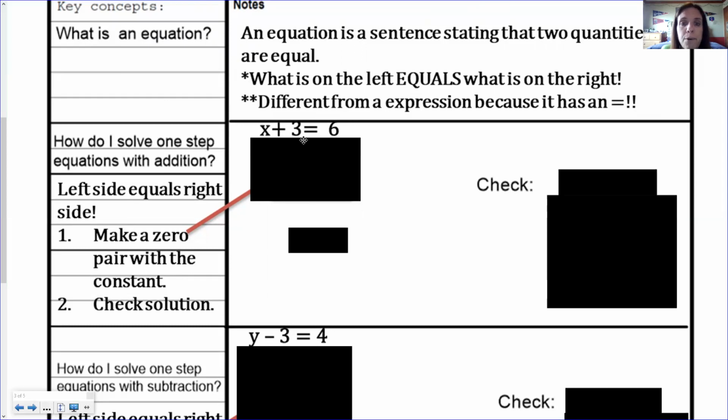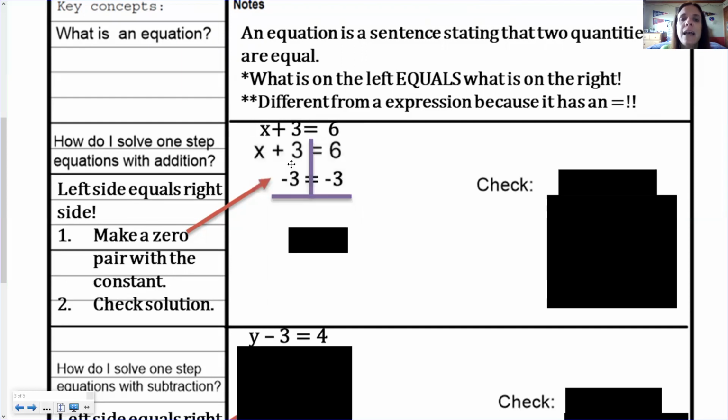So our first example is x + 3 = 6. Step 1, make a zero pair with the constant. What would be the constant in this equation? Positive 3. What's a zero pair with positive 3? -3. So I just rewrote the equation here, x + 3 = 6, and I wrote my zero pair below on the left side. What I do to the left side, I have to do to the right side. So -3 on the left, -3 on the right.